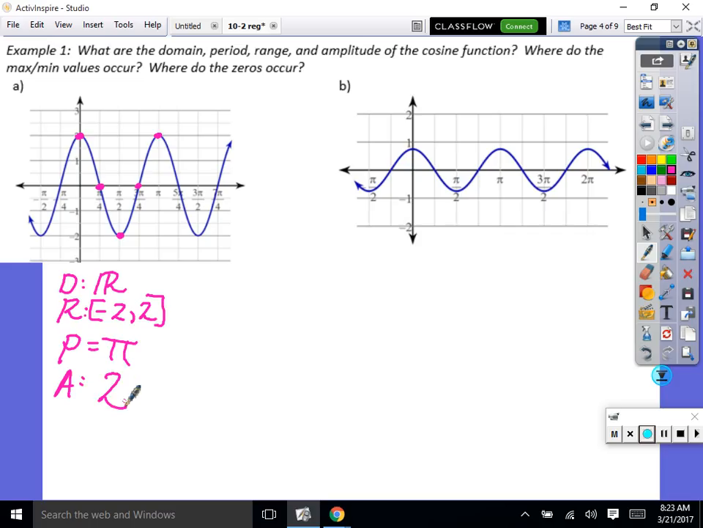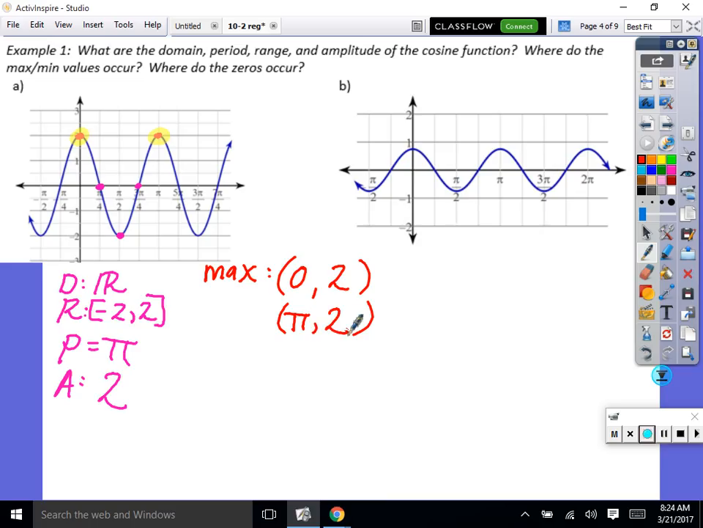And where do the max and min values occur? Where do the zeros occur? So let's highlight. Now, there's going to be lots of these, but we're going to talk on an interval. We're just going to look from what we can see from our graph, what are our max values. So isn't that a max value from my graph? So you literally just state, my max happens at this xy point and this xy point. So that's over 0 up 2. Another max happened at over pi up 2.